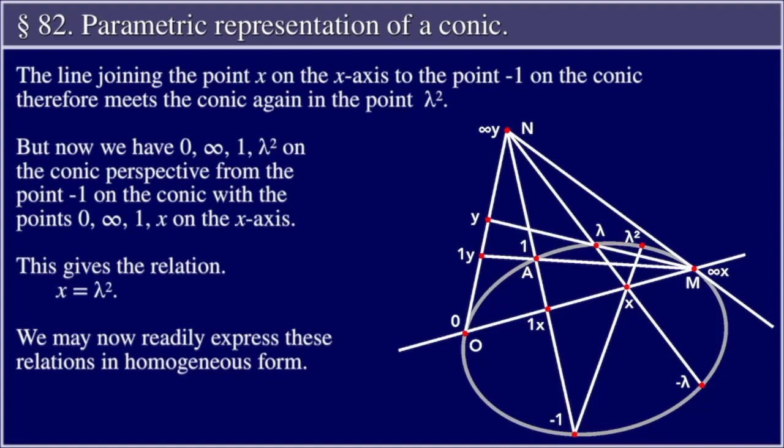But now we have 0, infinity, 1, lambda squared on the conic, perspective from the point -1 on the conic, with the points 0, infinity, 1, x on the x-axis. This gives the relation x equals lambda squared. We may now readily express these relations in homogeneous form.